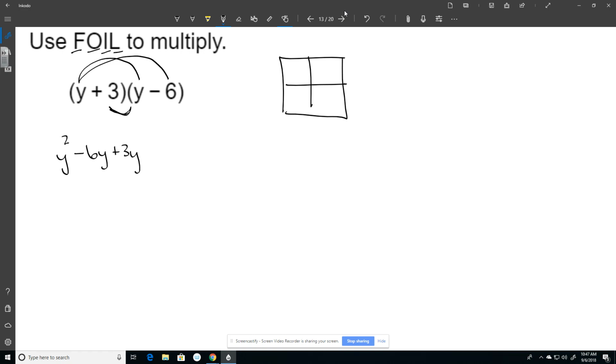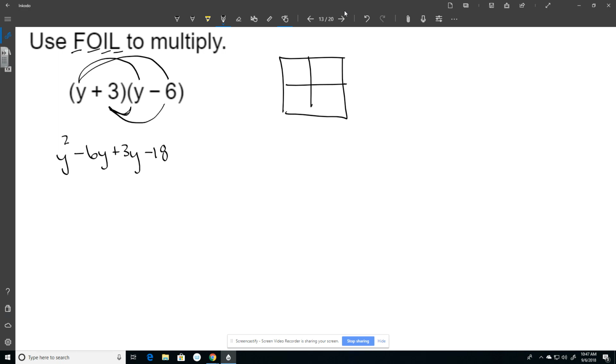And L stands for last. So I take the last in this one and multiply it by the last in this one. 3 times -6 is -18. Be careful of that negative sign. Don't forget about it. Now I combine like terms.